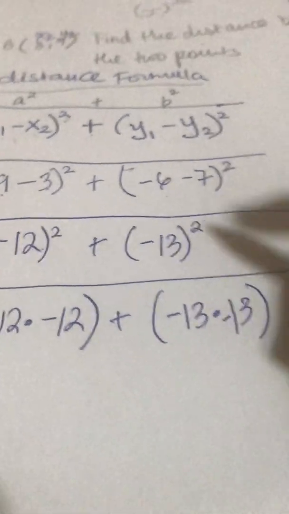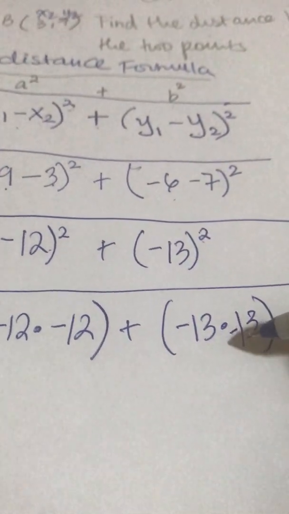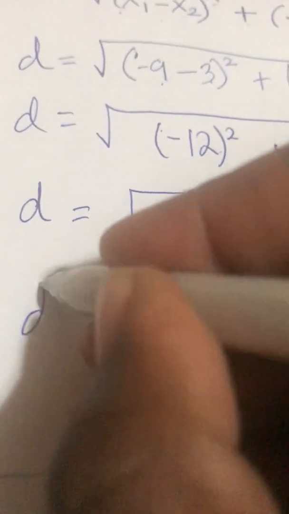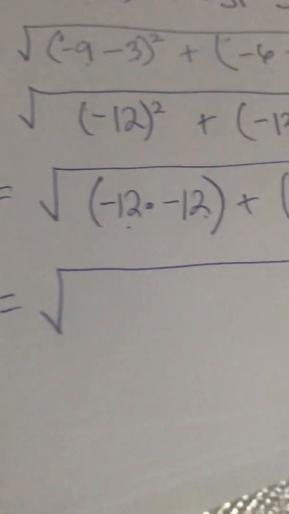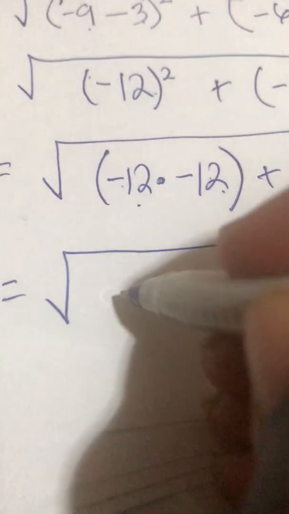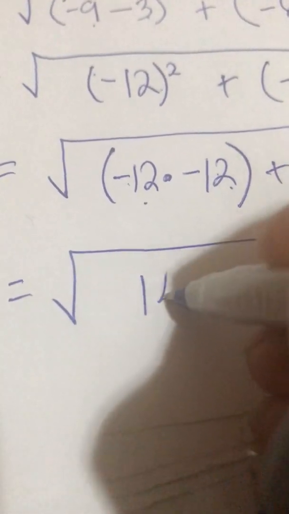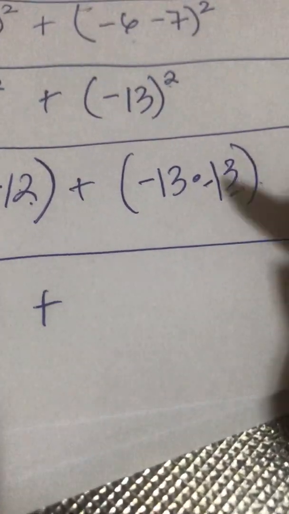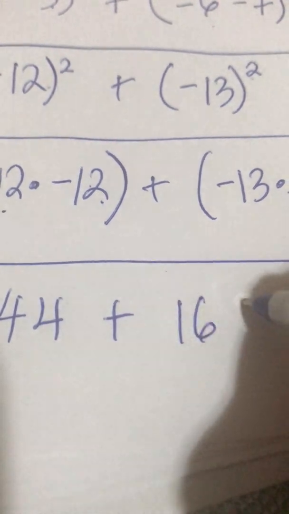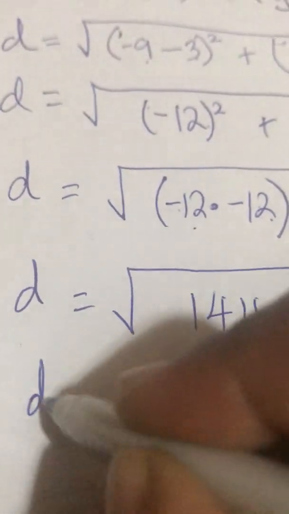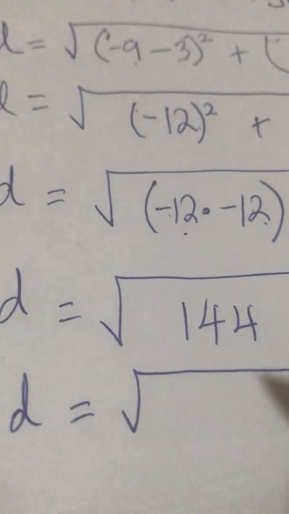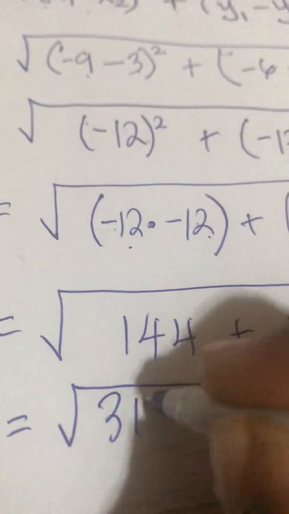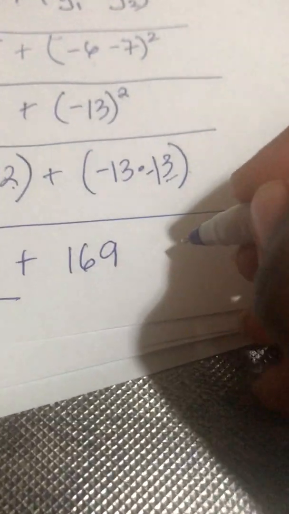Okay? Remember, square means multiply the same number by itself. A negative times a negative is a positive. That is why I told you distance will never be negative. A negative times a negative is a positive. 12 times 12 is 144. A negative times a negative is a positive. 13 times 13 is 169. So D equals the square root of 313. And we did it over there on the other calculator.